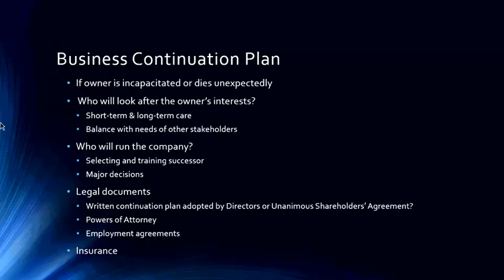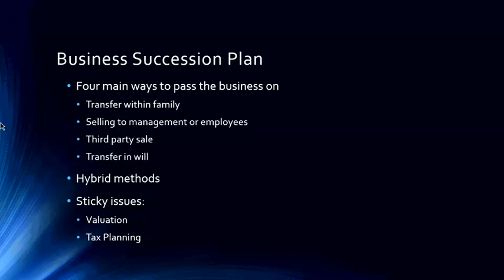And insurance forms a key part of this. Usually a policy is taken out by the company on the owner, whether it's a disability policy, which can look after the owner's care, or key person insurance, which is paid to the business to help cover the losses that the business suffers while you're out of commission, or to hire, train, and pay a replacement. So that's the business continuation plan and the key factors in that.